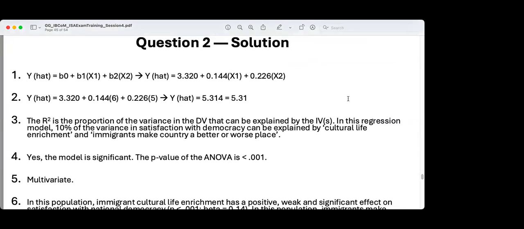Okay, so for one, your complete formula looks like this. Okay, if your two x values are 6 and 5, you would have gotten a predicted y value of 5.31.